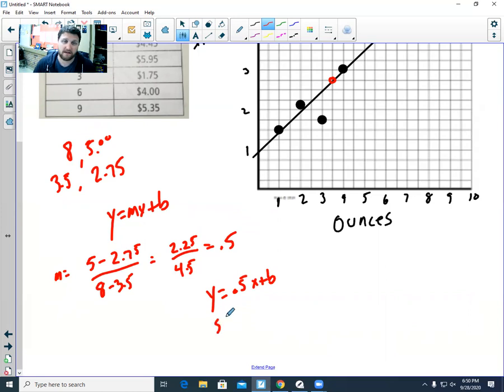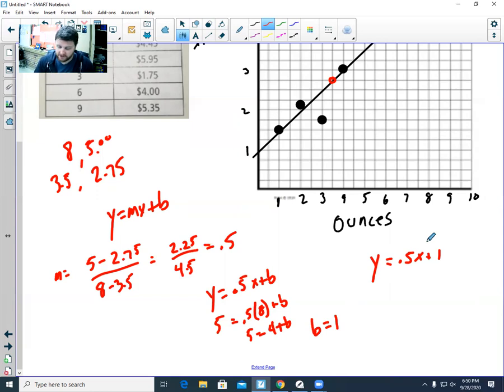So it's going to be 5 equals 0.5 times 8 plus b. 0.5 times 8 is 4, so it's going to be 5 equals 4 plus b. So I'm going to get b equals 1. So my equation is going to be y equals 0.5x plus 1. Okay, so that gives me a relatively good equation. Hopefully that's what I'm looking for.